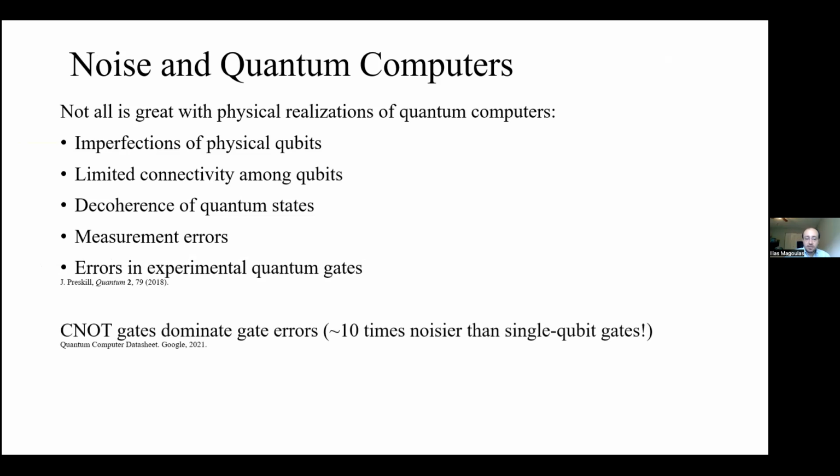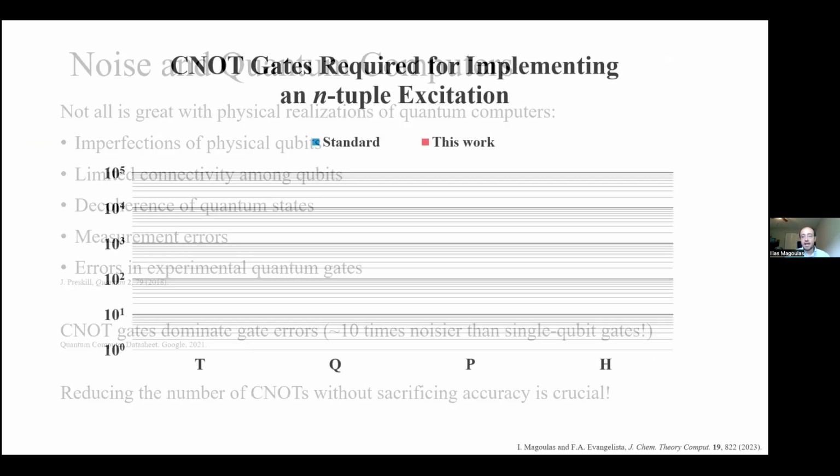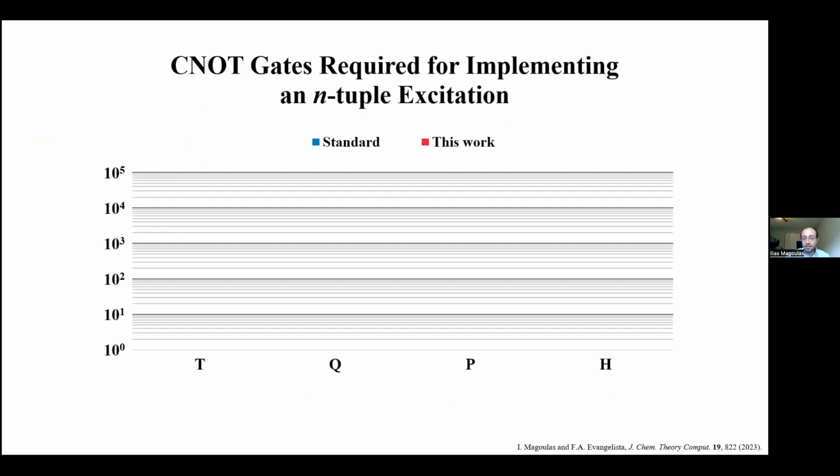So as it turns out, CNOT gates dominate the gate errors. In fact, a single CNOT gate has approximately 10 times the error than a single qubit gate. And we have seen that these circuits have lots of CNOTs. So it is crucial for us, if we want to get meaningful results out of our quantum devices, to reduce the number of CNOTs as much as possible without, however, sacrificing accuracy. And this was the problem that Francesco and I tried to tackle in our first paper.